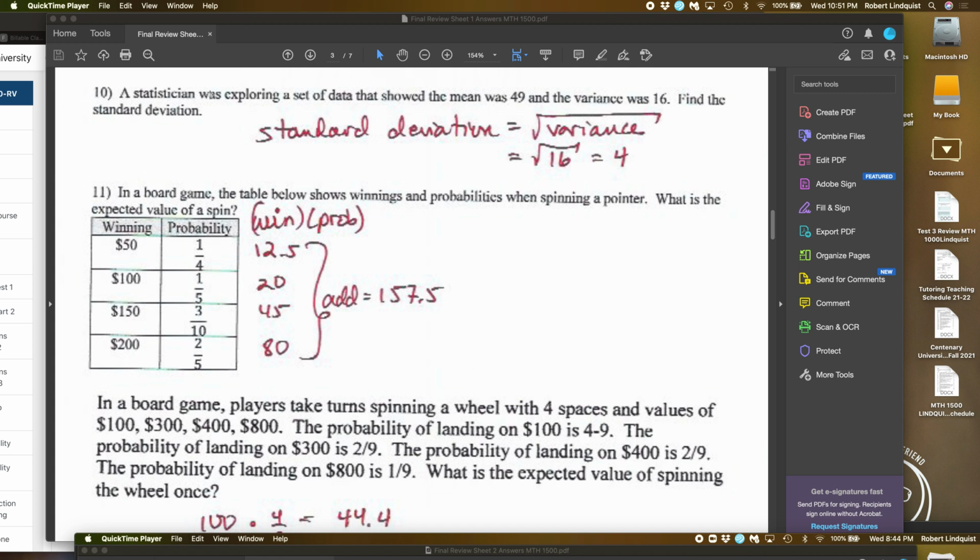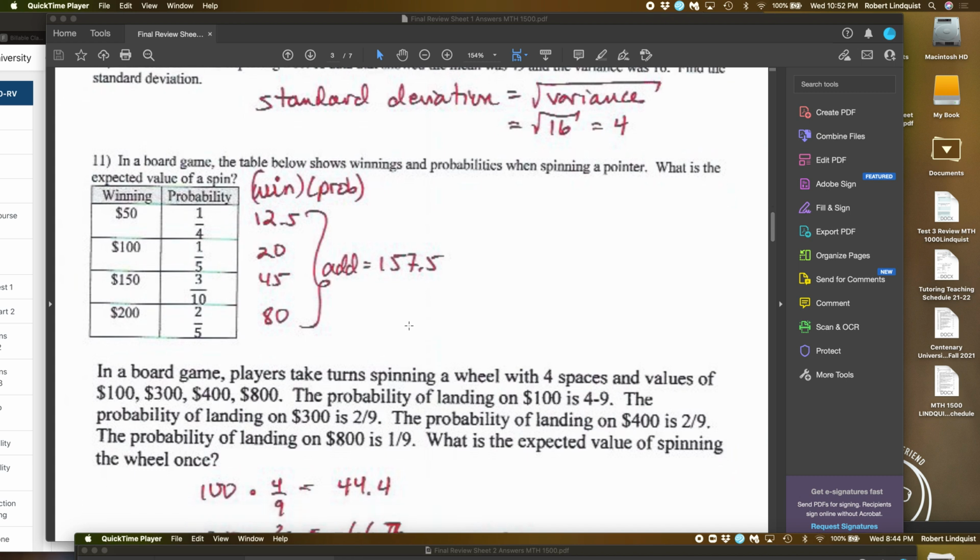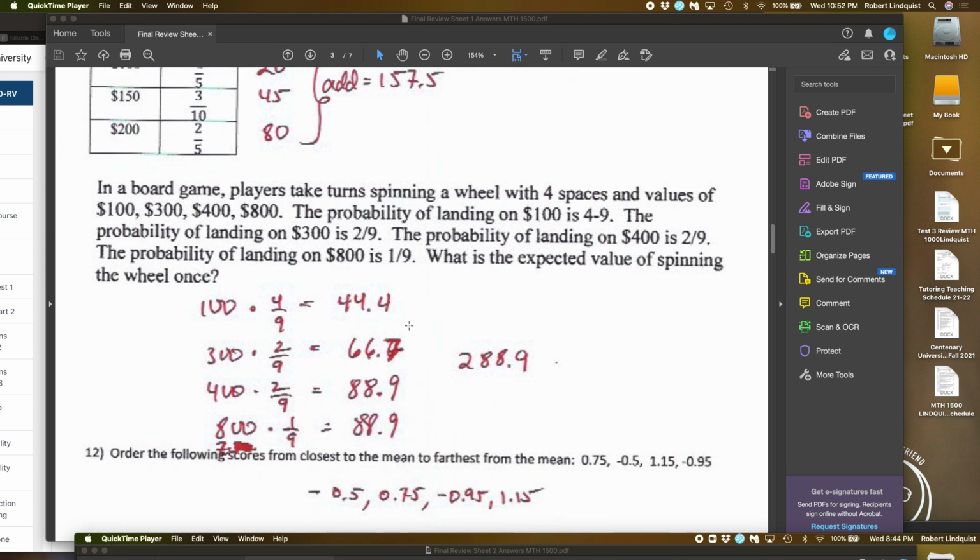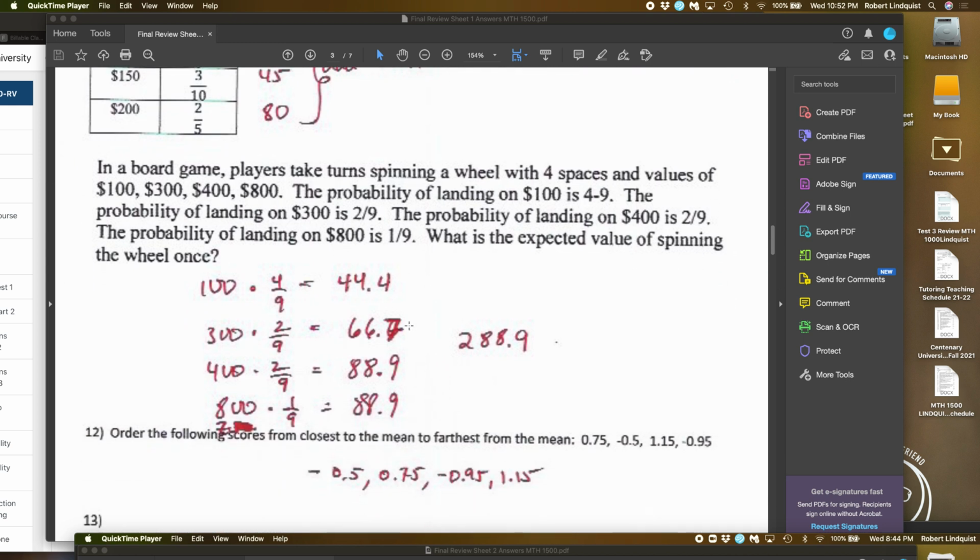Next up, a little expected value. Expected value is always the product of these two, okay? So if you're going to win $50, but the probability is 1/4, then expected value for that particular row is 12.5. 100 times 1/5 is 20. 150 times 3/10 is 45. 200 times 2/5 is 80. Add them all up, you get 157.50. So your expected value, should you play the game, is $157.50.